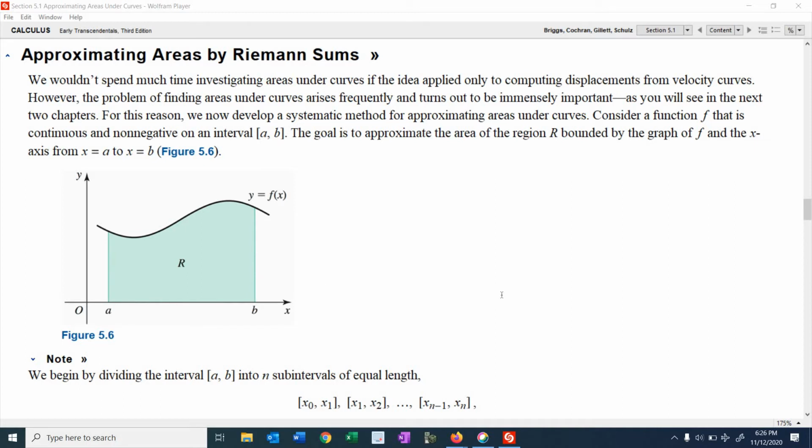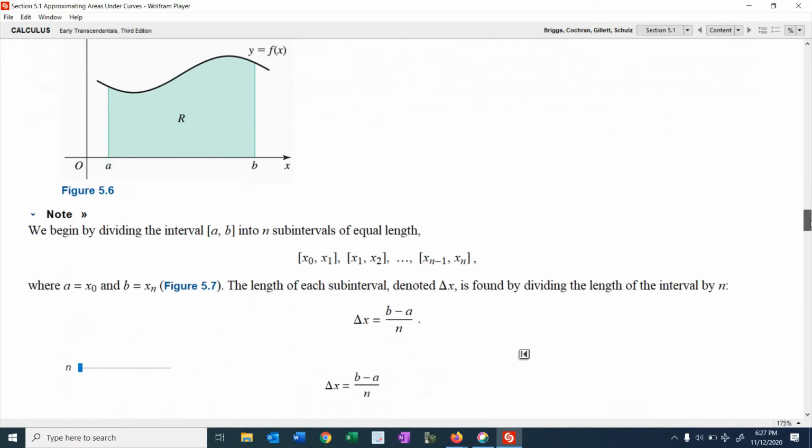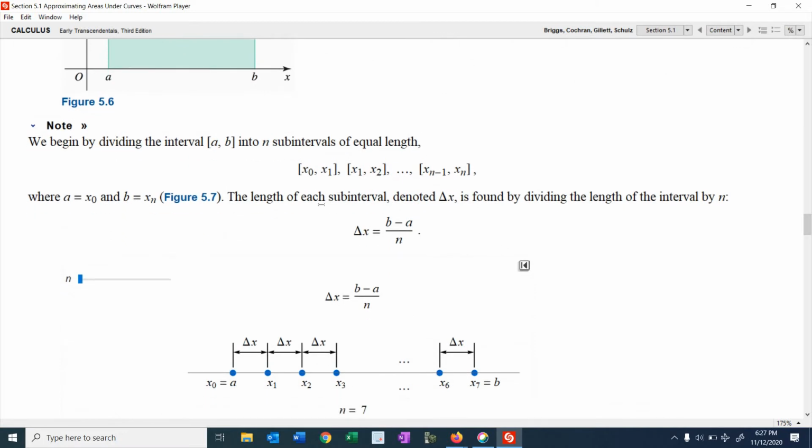Now, the way we're going to do this is we're going to first subdivide this closed interval from a to b into n subintervals of equal length. So the first thing we have to do is decide what the length of each subinterval is going to be. First of all, we're going to find the distance between b and a. So we're going to say b minus a. That's going to give us the length of this interval. But then we're going to divide that by the number of subintervals, which we're going to call n. So when you say b minus a divided by n, that's going to give you the length of each of the subintervals.